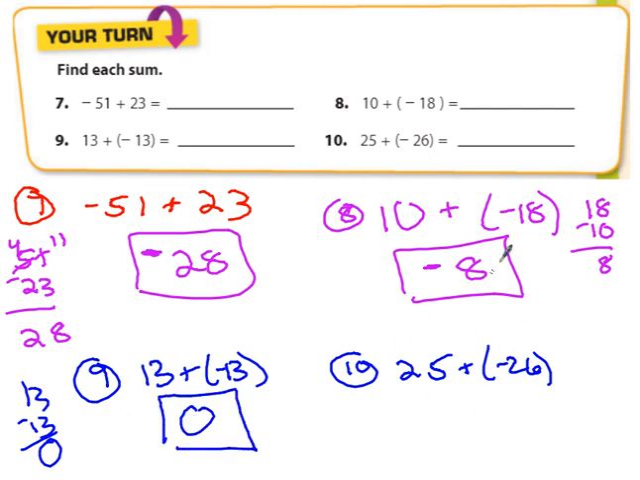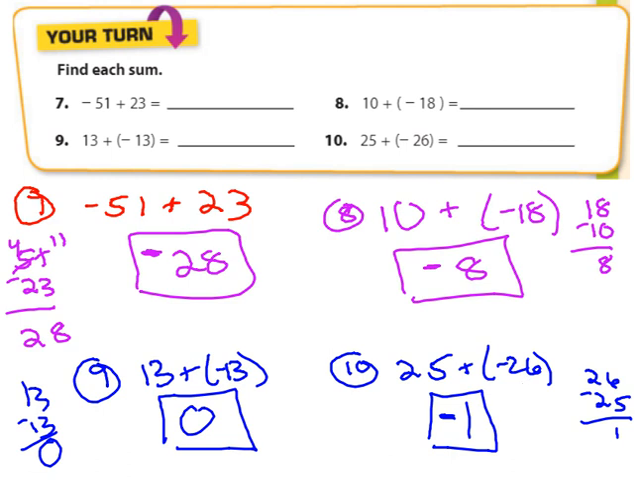25 plus negative 26. I have more negatives than I do positives. 26 is the larger number, and it is negative, so my answer has to be negative. 26 minus 25 is 1. So my answer is negative 1.